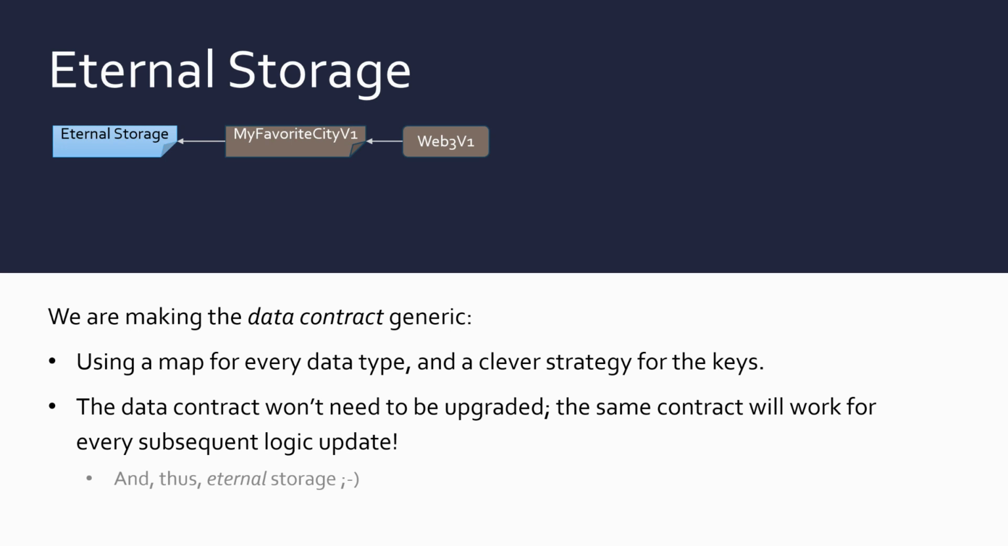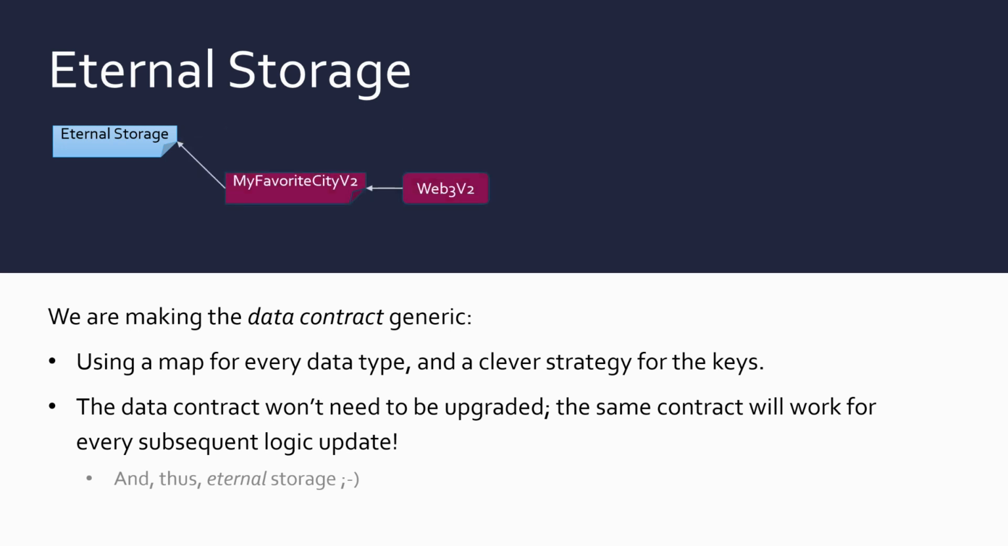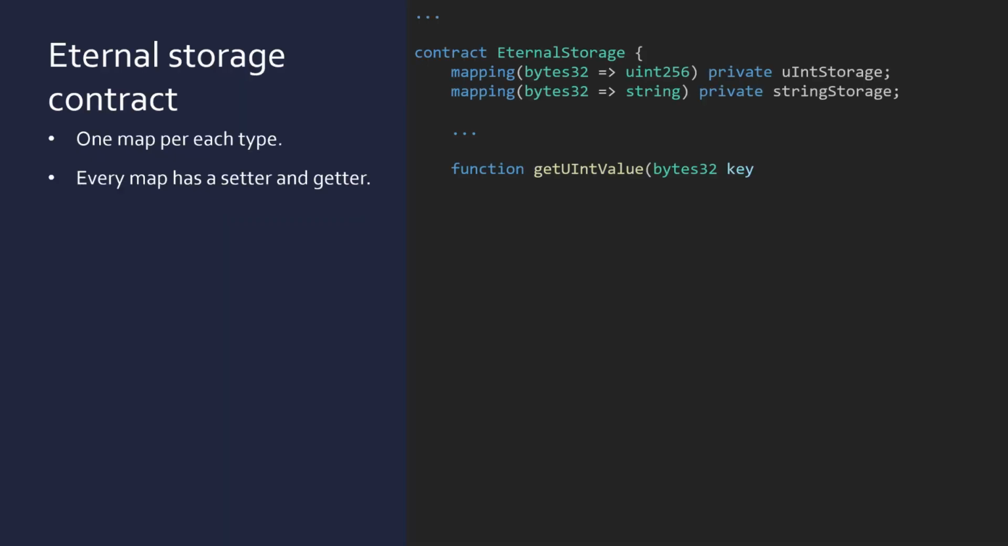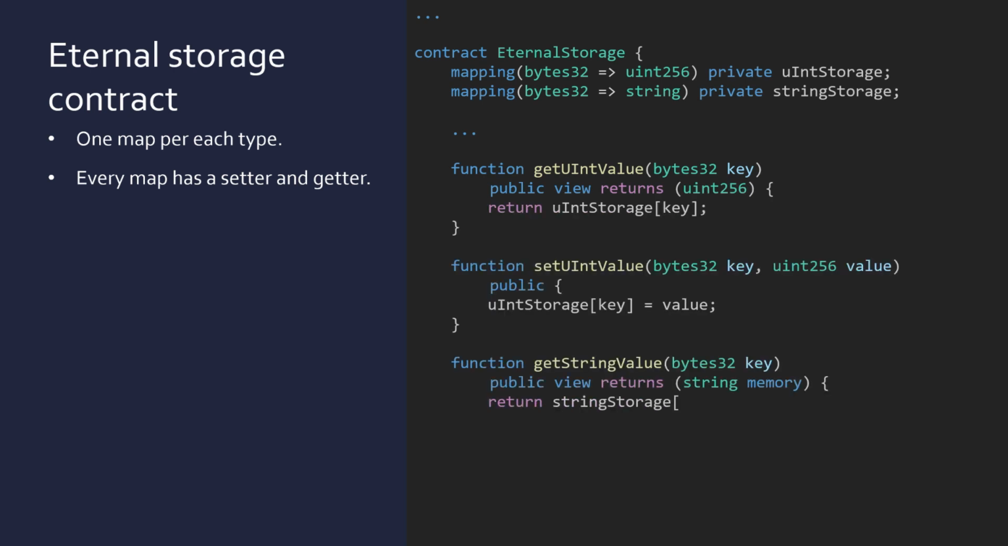We finally arrived at the eternal storage solution. We are writing a separate contract to store the data, but we are making it generic enough so that it will not need to be upgraded. The data contract, or storage contract, is deployed once and will work for every subsequent logic update. Thus, eternal. This is how it works. The eternal storage has a map for every data type, along with getter and setter functions for it.